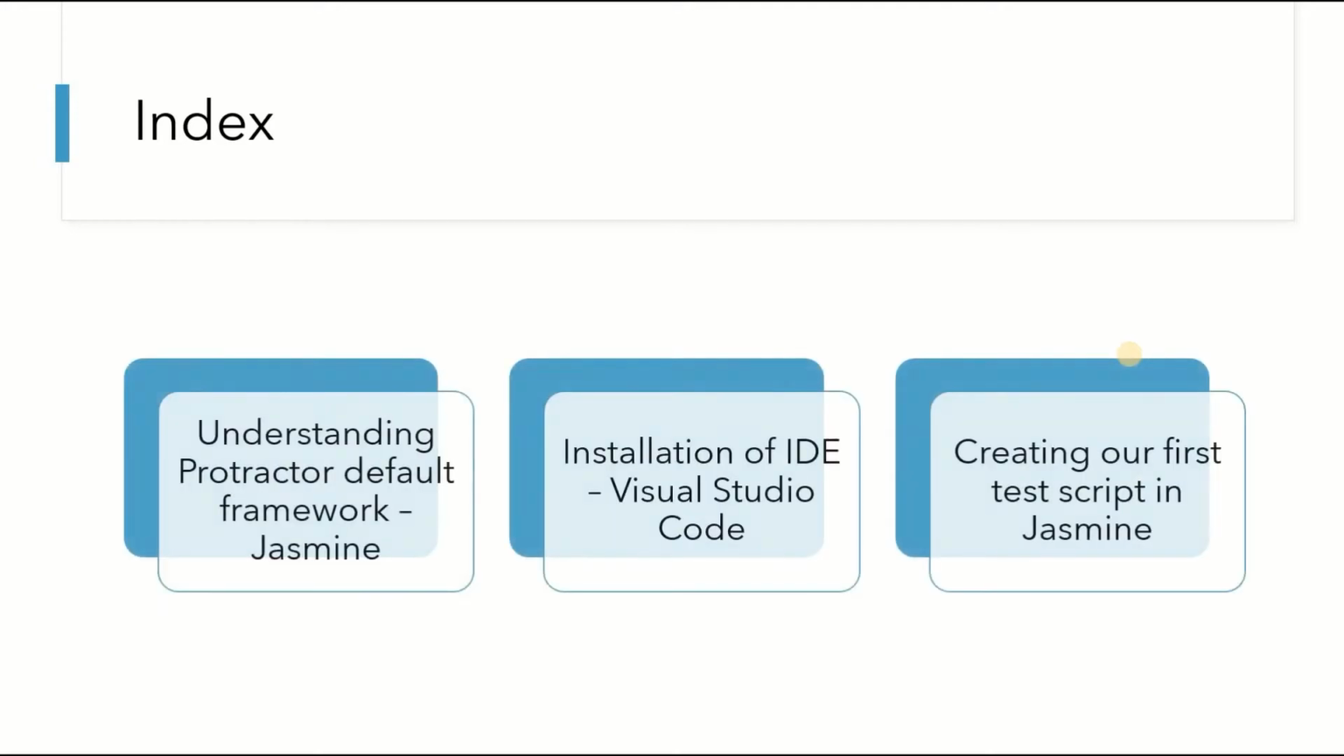Let's look at the topics that we are going to cover in this session. Though this series is going to be Protractor with Cucumber, I think we should also cover the default framework which is supported by Protractor, and that is Jasmine. So in this session, we are going to talk about the default framework supported by Protractor. We would also be installing an IDE, as we are yet to install one, and we would also be writing a first test script in Jasmine.